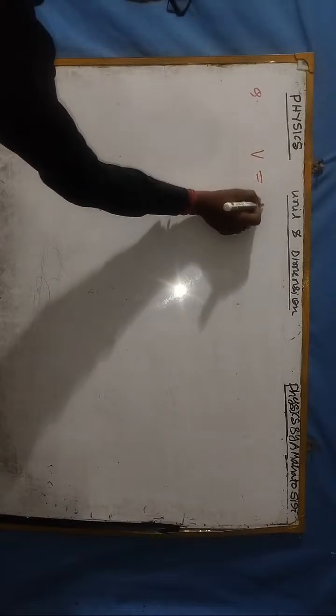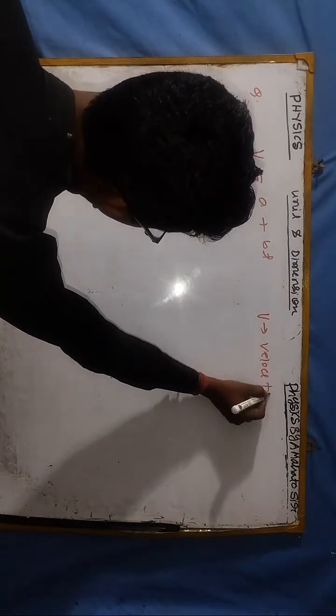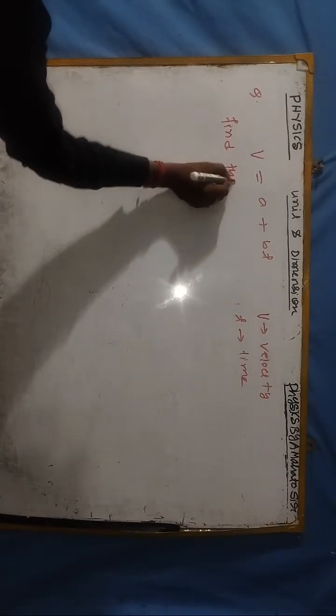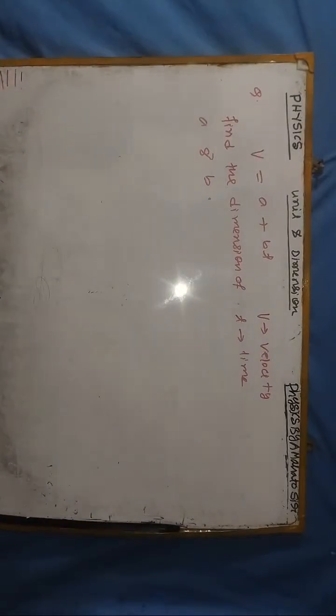Question 1: v equals a plus bt, where v is velocity and t is time. Find the dimension of a and b.